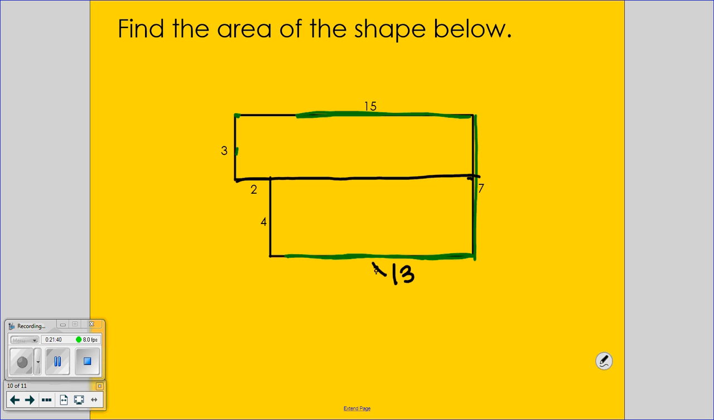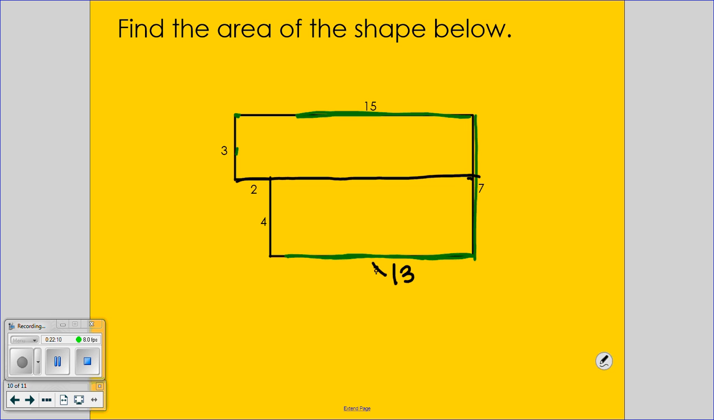Alright, let's deal with just the top rectangle first. Cover up the bottom. We have a 3, a 15, and we got a 7 over here. What are our dimensions of that top rectangle? Because I got 3 numbers I'm looking at. A 3, a 15, a 7. They all can't be dimensions. What are my dimensions of that top rectangle?